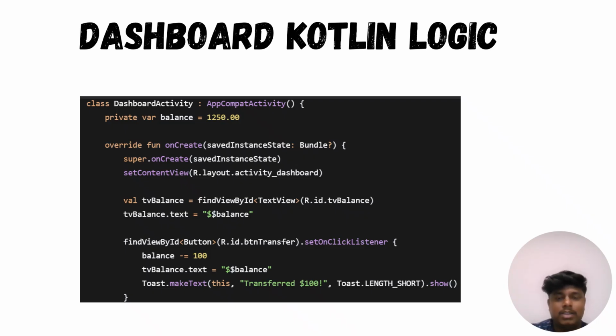So balance -= 100 when transfer is clicked. We deduct $100 from the balance. You can see on my screen the screenshot. We update the display with the new balance immediately. With Toast.makeText, we show a temporary message confirming the transfer. Toasts are perfect for quick user feedback.